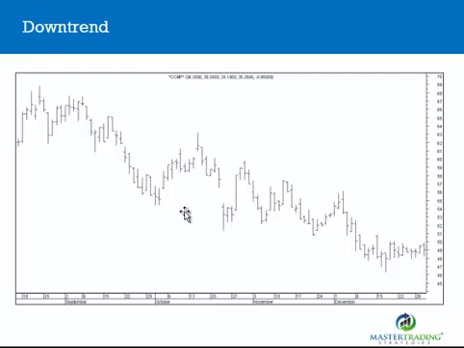So we keep selling the breaks of the lows. And so this is the simple way of trading with the trend on the higher highs and the higher lows, or in this example we have the lower highs and the lower lows.